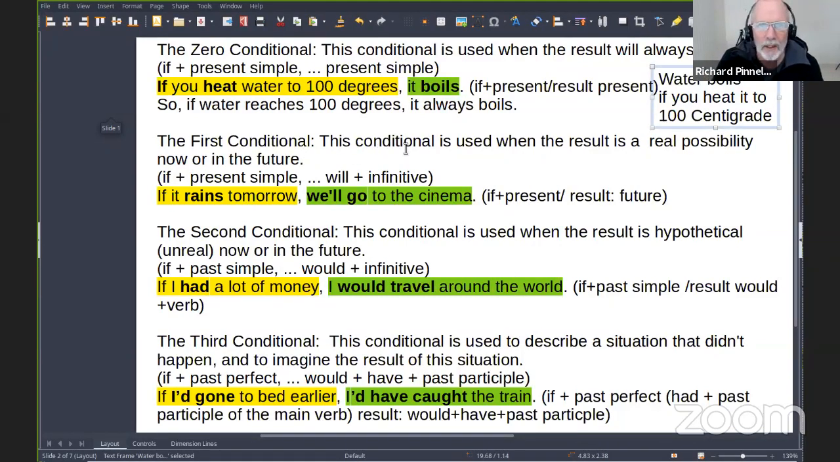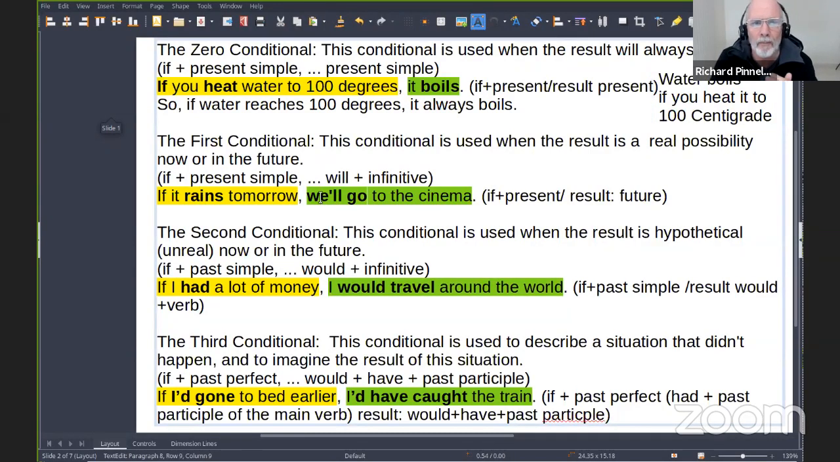First conditional. This conditional is used when the result is a real possibility now or in the future. If it rains tomorrow, we'll go to the cinema. Real possibility that it is going to rain tomorrow. The if part has the verb in the present simple. The result clause has the verb, sorry, in a future tense. In actual fact, we can use any future tense here.